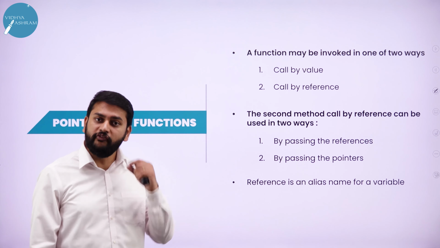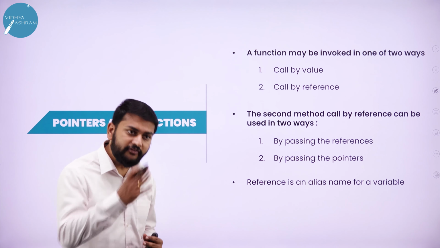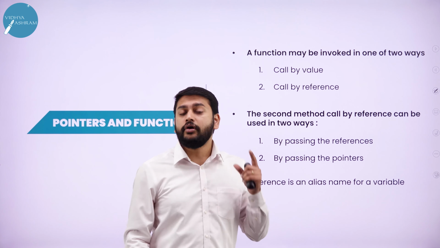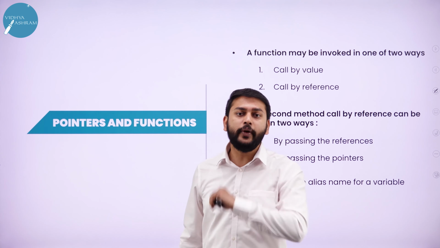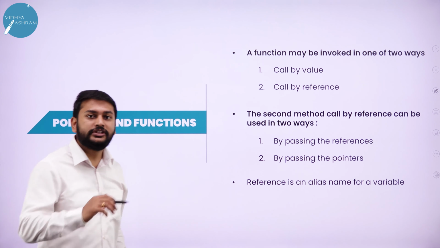I have to invoke the function, I have to make it active. How do I make it active? Only when I call it will it be active. How do I call that? That is very important. In two ways I can call it. The first one is call by value. The second one is call by reference.